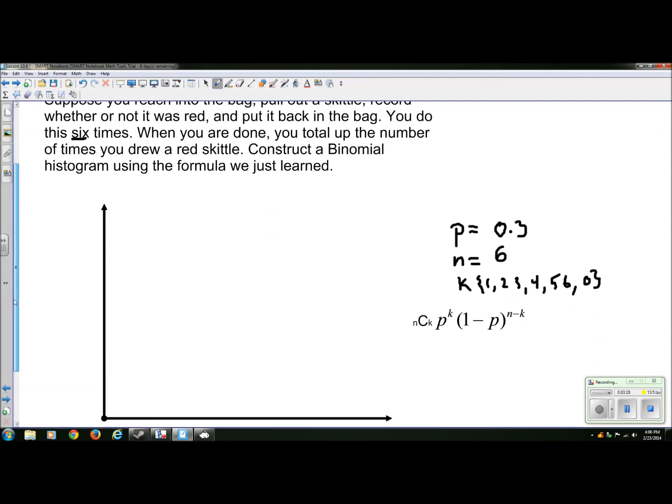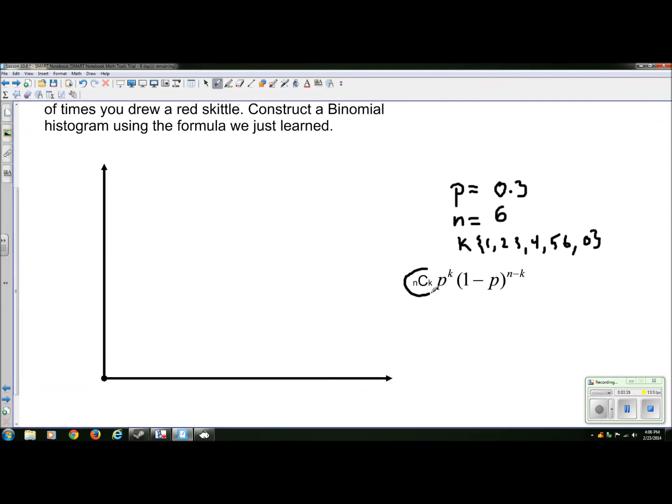Okay. So let's actually calculate these things. So how many ways out of 6 could we choose 0? That's going to be 6 choose 0. And then we've got P is 0.3. And then we're going to take that to the 0th power because we're going to start off by choosing k equals 0. And we're going to multiply that by 1 minus p to the n, that's 6, minus 0.